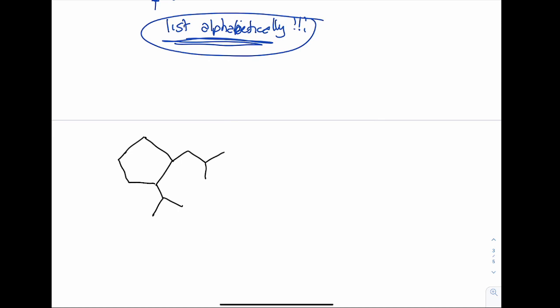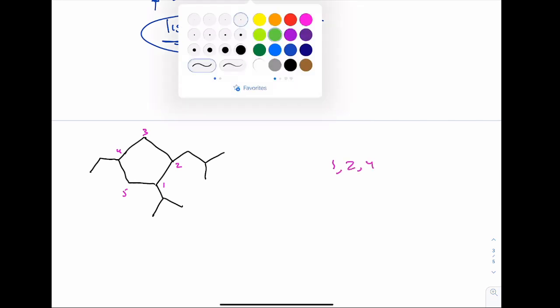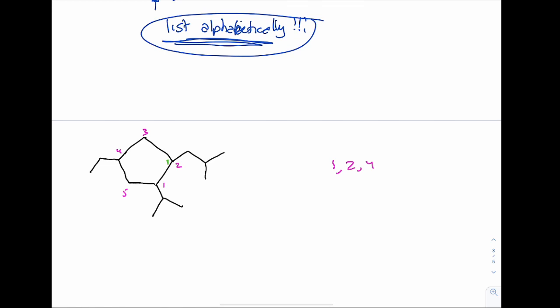I'll make this one kind of messy. Okay. So numbering, again, always kind of the first challenge. Anytime you have two substituents on adjacent carbons, you want to start with one of those two. And then you want to figure out which way you're going to go. So if I go this way, 1, 2, 3, 4, 5, but I have substituents on 1, 2, and 4. If I start here, 1, 2, 3, 4, 5, they're on 1, 2, and 4. So it's the same from either direction.